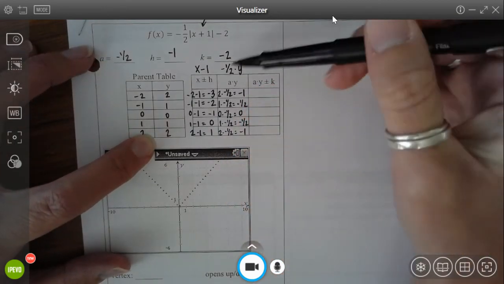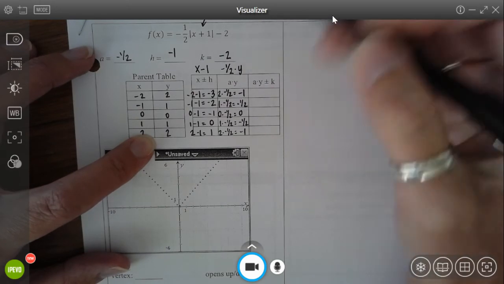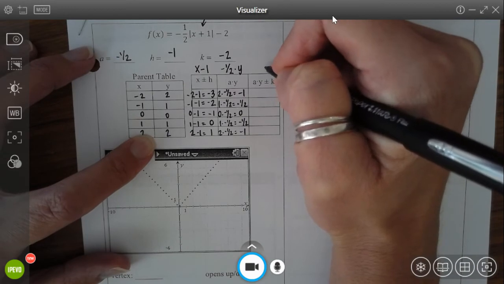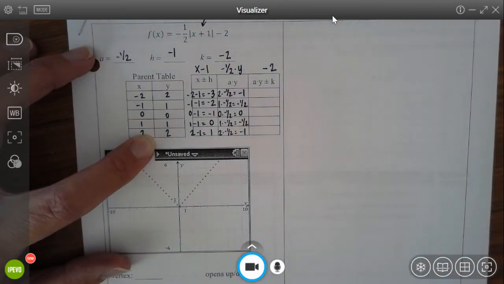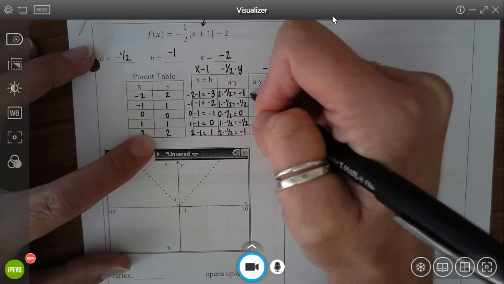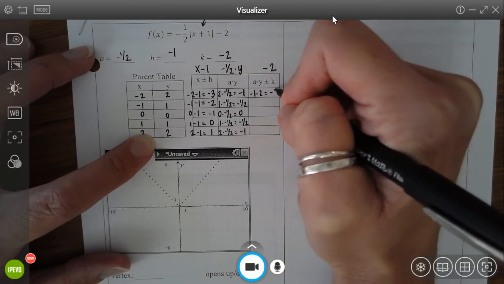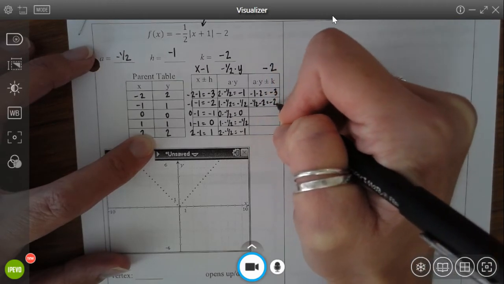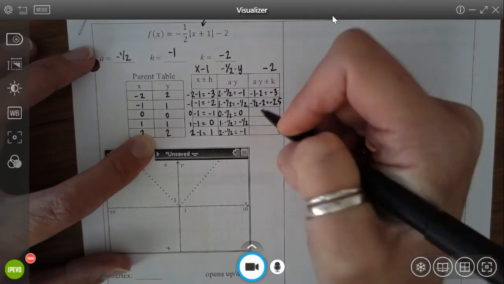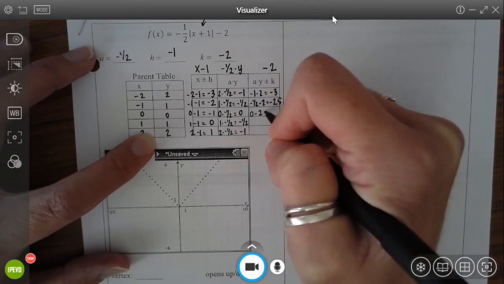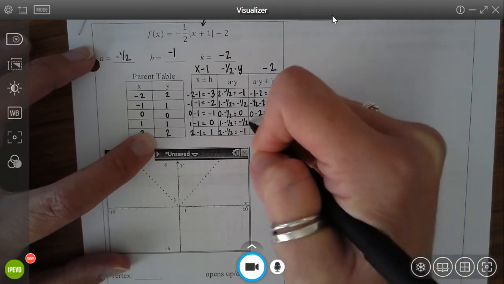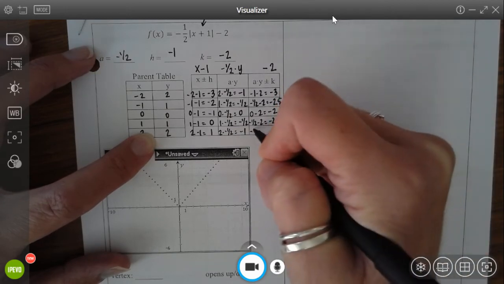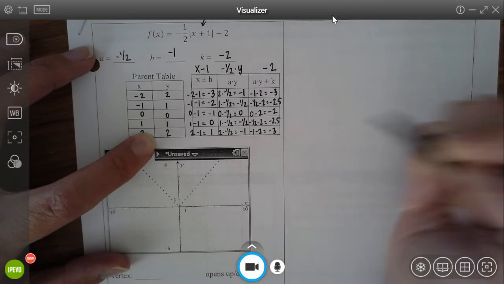And then what I need to do, since k here is negative, I'm going to take all of these values that I just calculated, and I'm going to subtract 2 from all of them. So -1 minus 2 gives me a -3. -1/2 minus 2 gives me a -2.5. I'll write that as -2.5. 0 minus 2 gives me a -2. -1/2 minus 2 gives me a -2.5. And then -1 minus 2 gives me a -3.